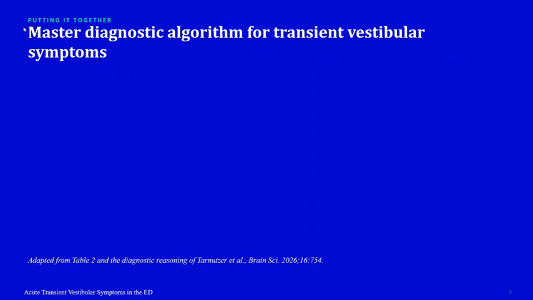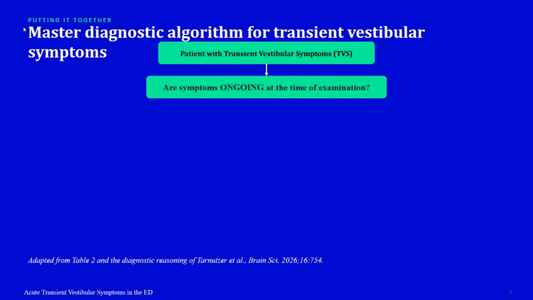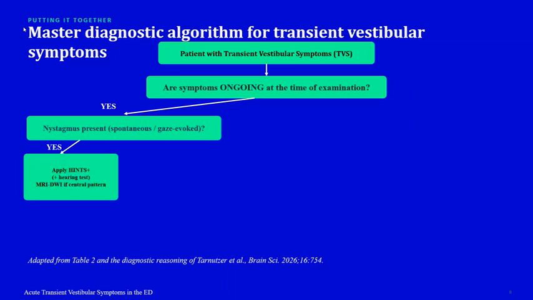So, the master diagnostic algorithm for transient vestibular symptoms: a patient with transient vestibular symptoms. One dichotomy is, are symptoms ongoing at the time of examination? If the answer is yes, look for nystagmus, spontaneous or gaze evoked. If it is present, then do a HINTS plus examination with hearing test, and MRI diffusion weighted if a central pattern is seen on the HINTS examination.